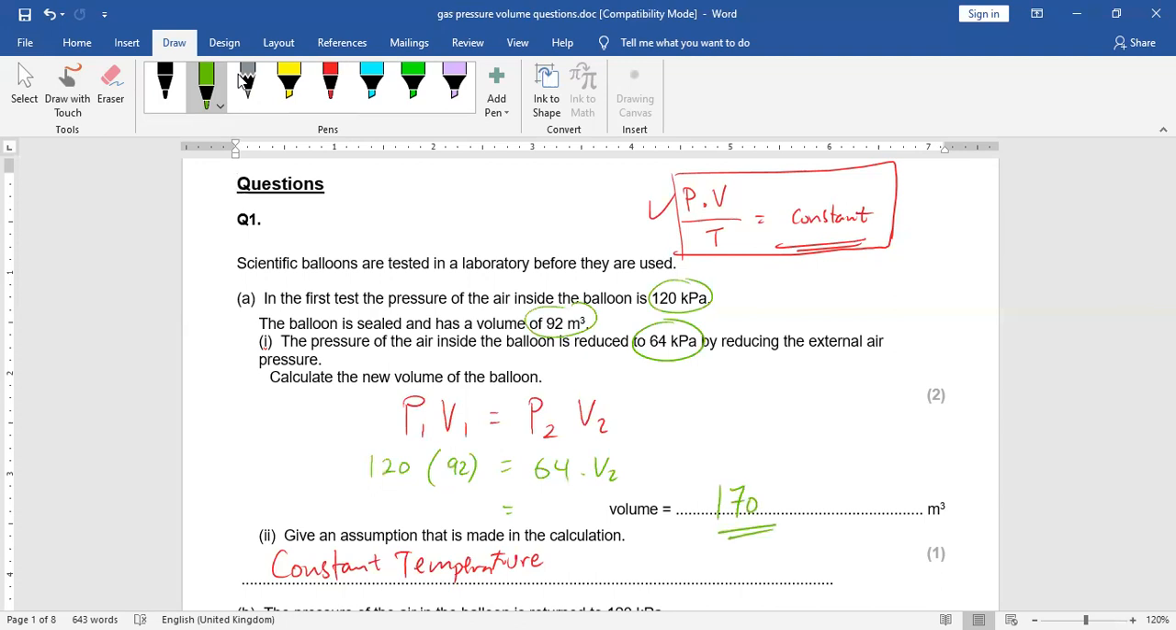Yes, sir. For me, I get 172.5. Oh yeah, that's okay. It's allowed. In the mark scheme, it's allowed. I already checked this one.